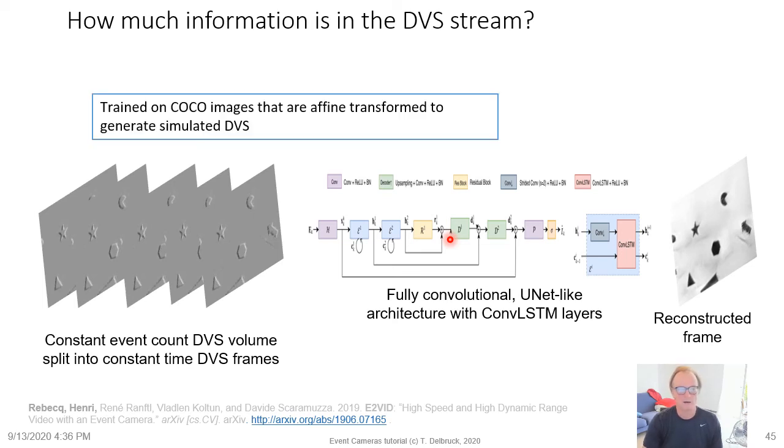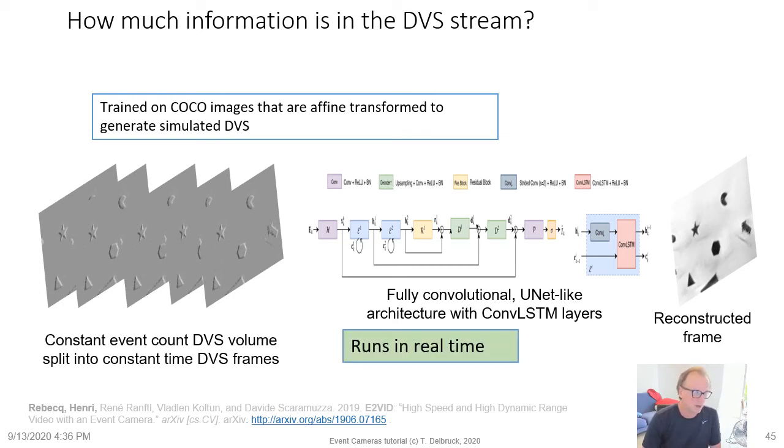This thing is trained on COCO images, still images, that are affine transformed to generate simulated DVS. So they simulate fake DVS using their ESIM framework. And they train this network so that given these simulated DVS inputs, it produces the known image sensor image output that they got from the COCO image. COCO is a big computer vision data set. It's just a source of images in this application.